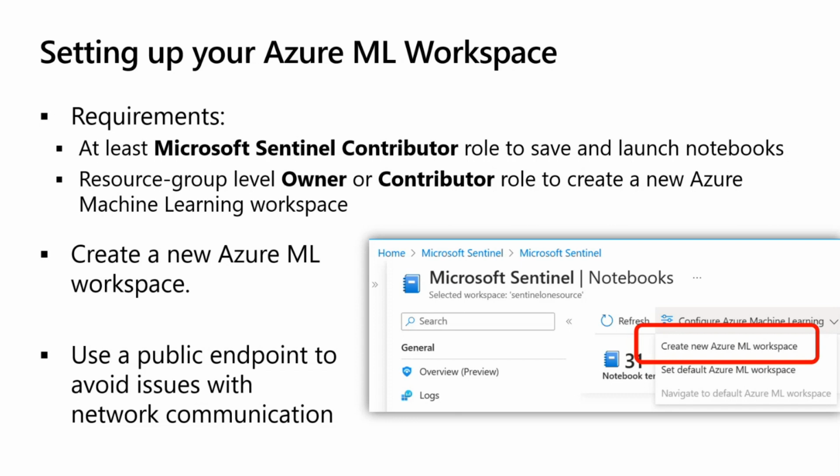So when you go into the Sentinel Notebooks tab or blade, you get a drop down over here for configuring Azure Machine Learning. You'll create a new Azure Machine Learning workspace. There's a Synapse option as well if you want to use that. But for getting started, let's use a new Azure ML workspace, and it'll give you the option of using a private endpoint or a public endpoint. Unless you have a specific reason why you need to use a private endpoint, if you need to connect through a virtual network or a VPN, if that's a requirement from a security perspective, you can do that, but it generally is easier to use a public endpoint to avoid any kind of firewall issues.